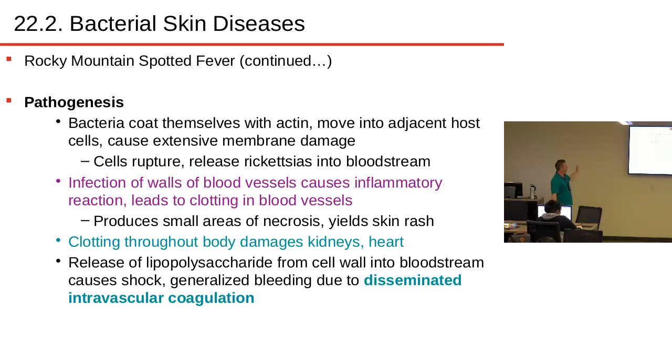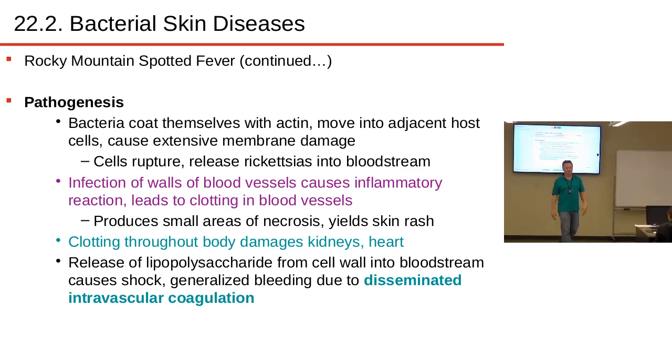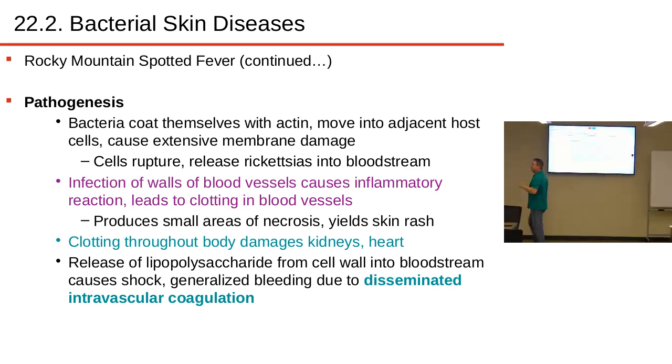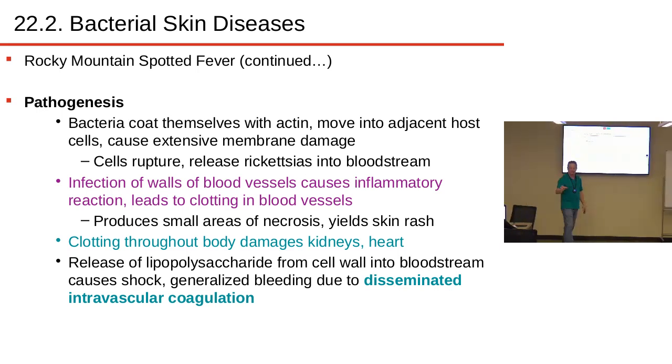Pathogenesis: the bacteria coats themselves with our actin. So remember, actin is part of our cytoskeleton as well as other organisms, but we have actin. And so what they're doing is they're essentially camouflaging themselves to look like us, look like our cells, look like self. And they're able to move from host cell to host cell, because they are obligate intracellular. They're able to move back and forth by having that coating of actin. It allows them to move back and forth between the cells pretty easily.